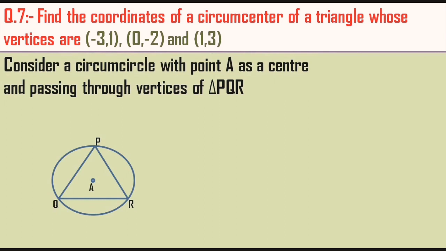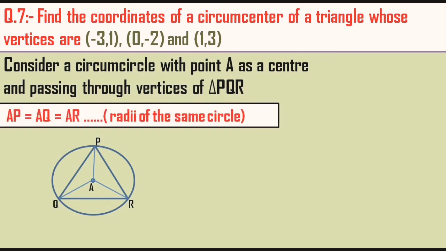A. Now join AP, AQ and AR, which will act as radii for that circle, right? As they are the radii of the same circle, their values will be equal. Now how to find the coordinates of this circumcenter? Boys and girls, to find the coordinates, we are going to make two simultaneous equations utilizing this very same property, that AP equals AQ equals AR. We will choose any two radii to make one equation.